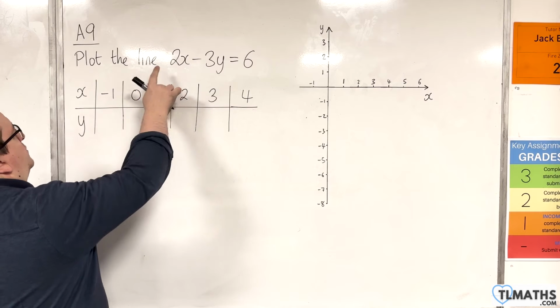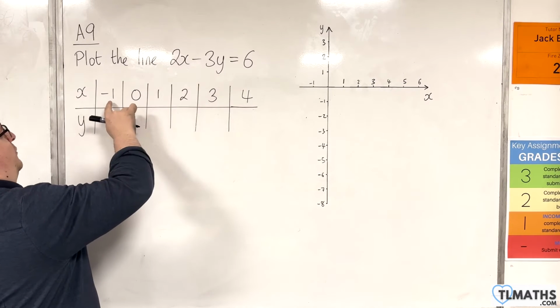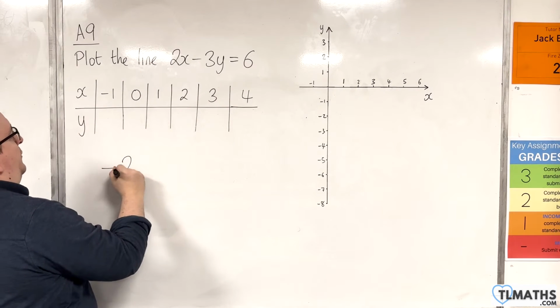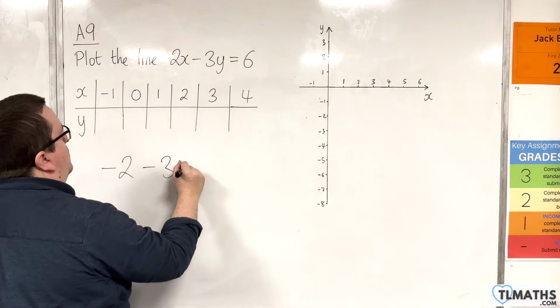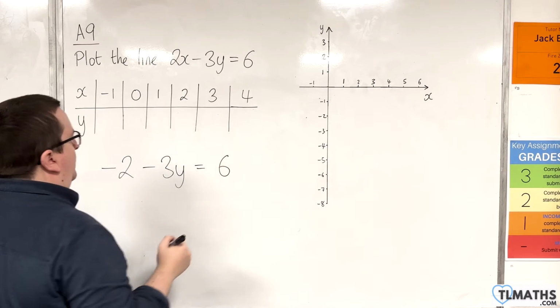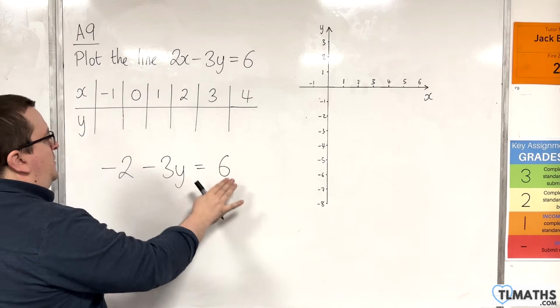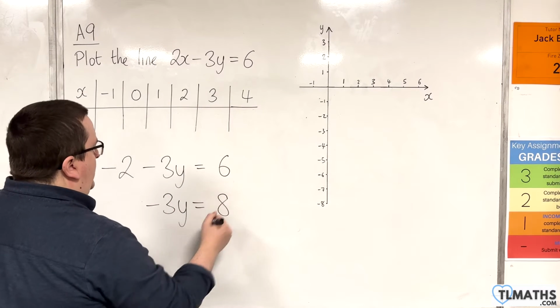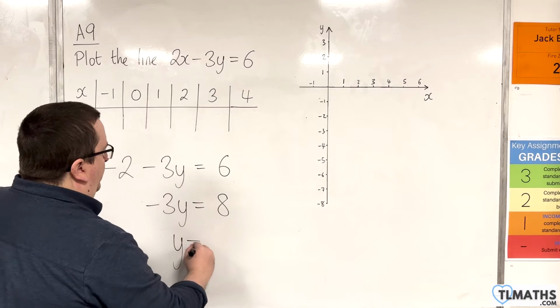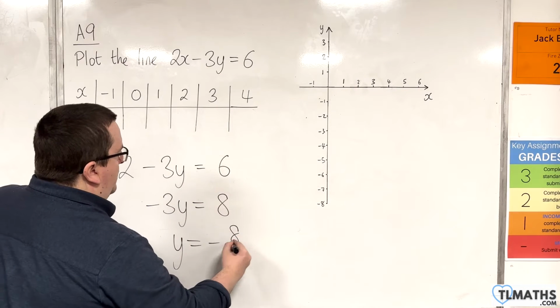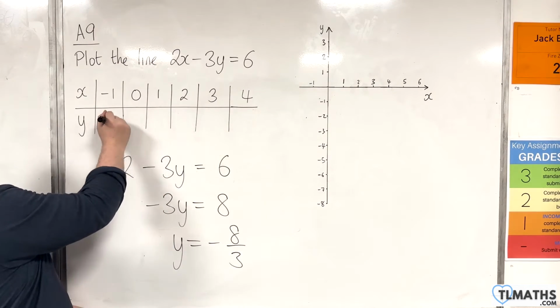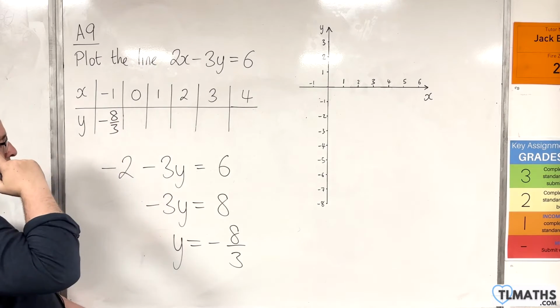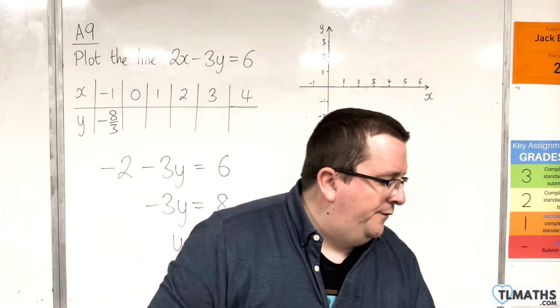So first case, we've got two lots of minus 1. So minus 2, we've got take away 3y is equal to 6. So if we add the 2 to both sides, we'll get minus 3y is equal to 8. And then divide both sides by minus 3, so y is minus 8/3. So that's our first one.